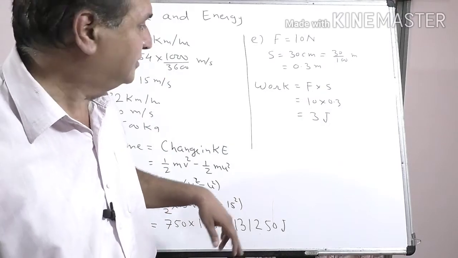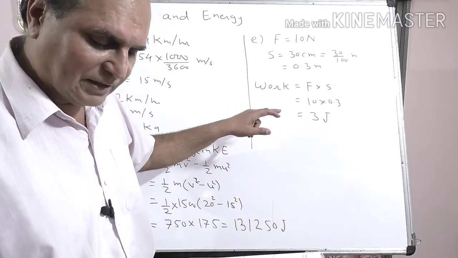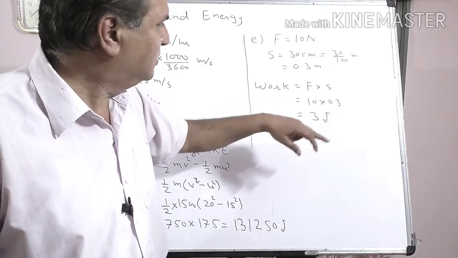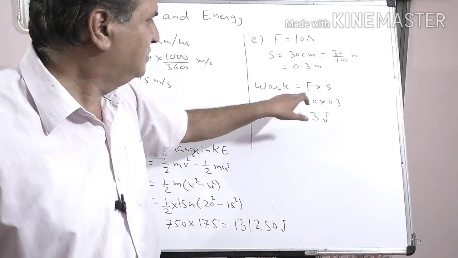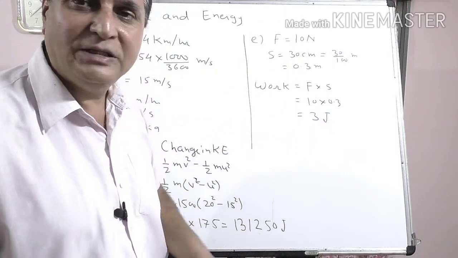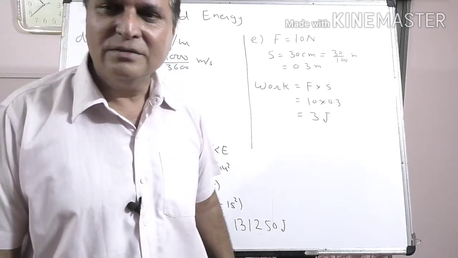Meter is the SI unit. So find the work done. Okay. So work done is equal to force into displacement. Force 10, displacement 0.3. 3 joule is the work done. Over. Sum.